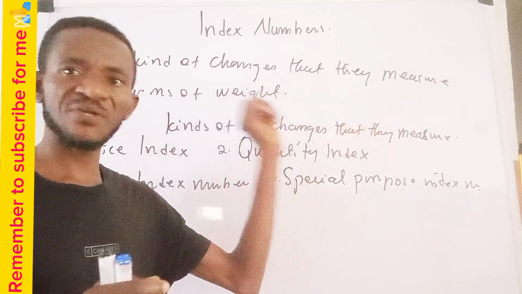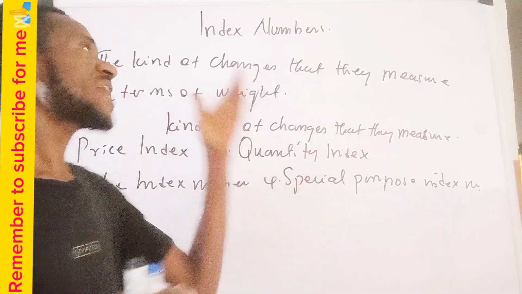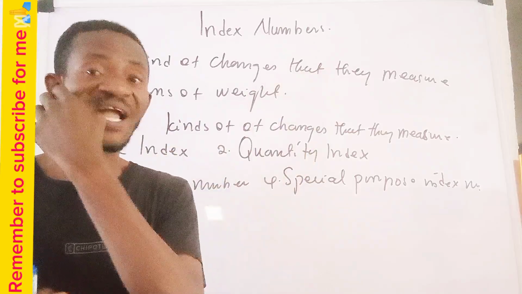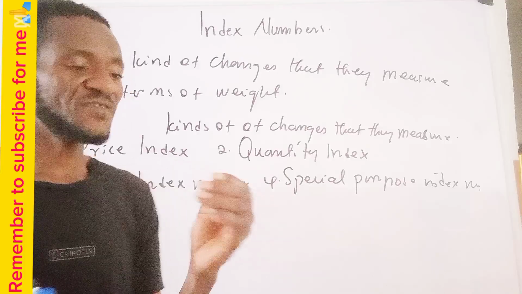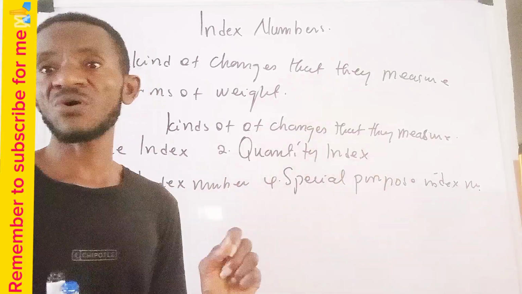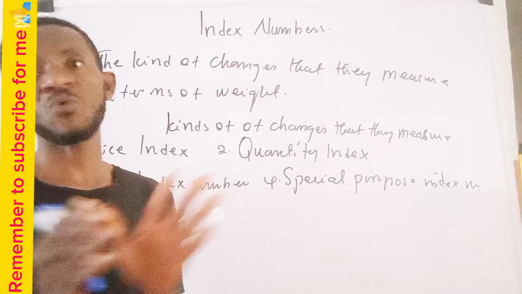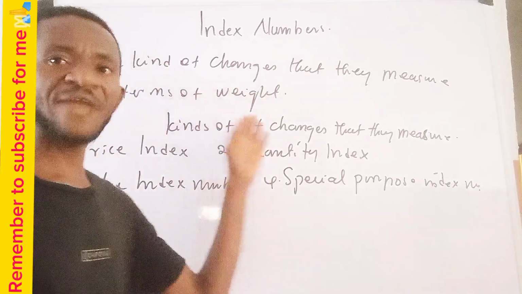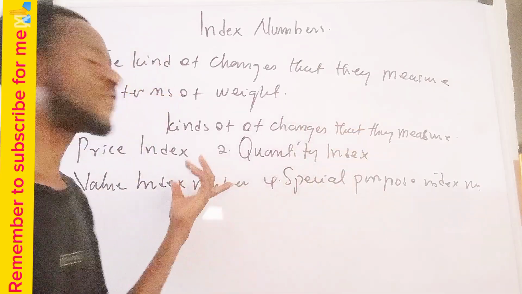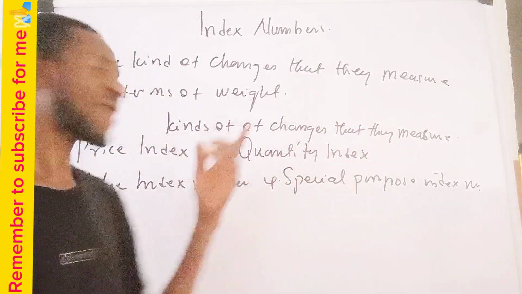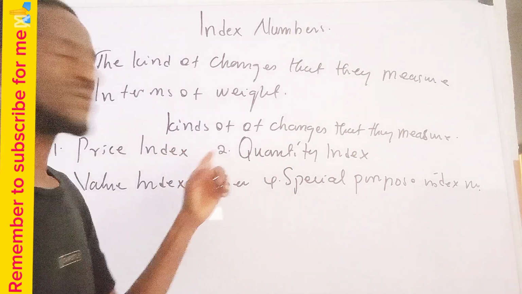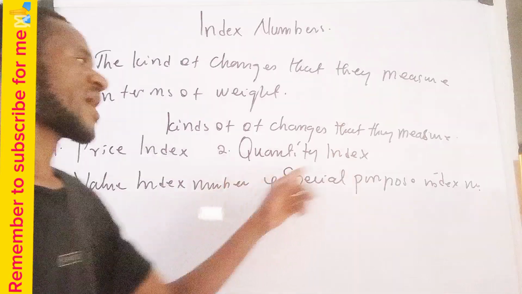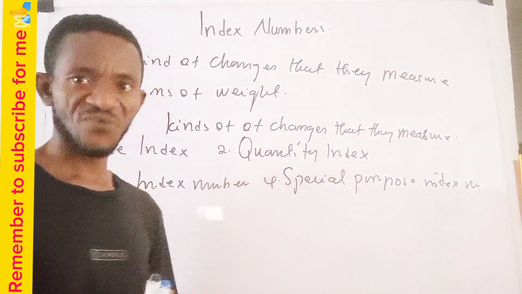As a quick recap, when we explained the meaning of an index number, we talked about the base and the given periods or times. We now say that we have different kinds of index number, and these can be identified in terms of the particular changes that they measure, or whether the index number is weighted or unweighted. In terms of the kind of changes they measure, we have the price index number, the quantity index number, the value index number, and the special purpose index number.